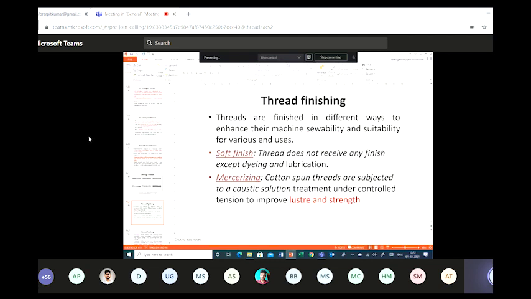Now coming to mercerizing, it is only done for cotton spun threads. In the mercerizing process, the cotton thread is passed through a caustic solution, which is kept at a particular temperature and a particular concentration. While passing, the thread has to be under tension. There is a chemical reaction, and since the thread is under tension, it will improve the strength. At the same time, it improves the luster. Luster means sheen, or you can say glitter.